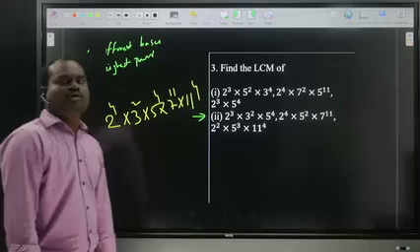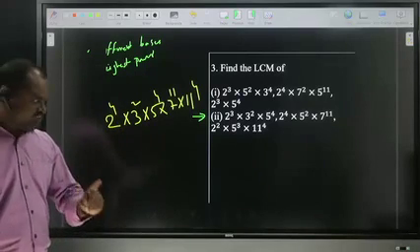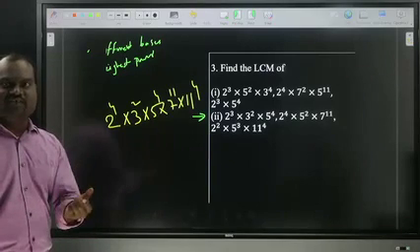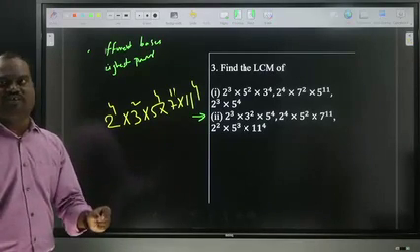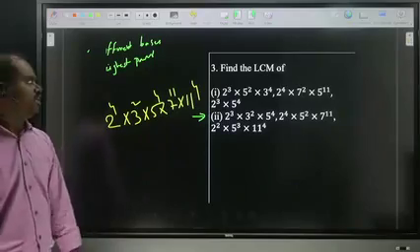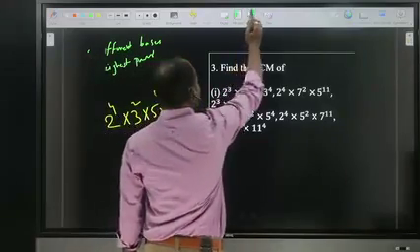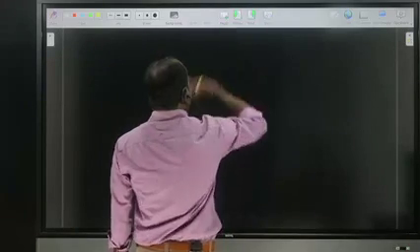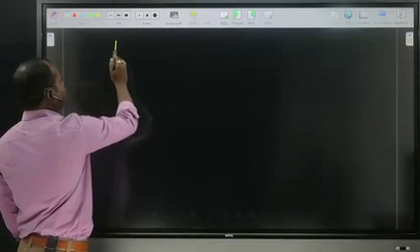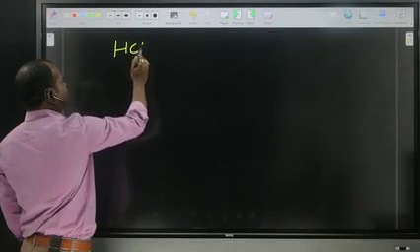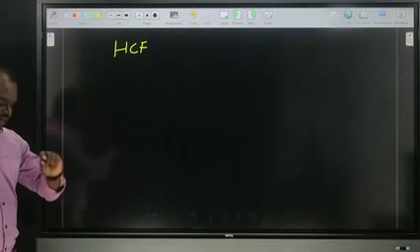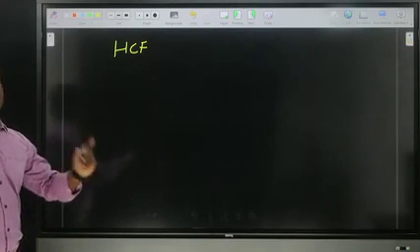First I said for normal numbers, decimal numbers, as well as for power numbers. And one more is there, that is fractions. But after discussing the basics of HCF, then we should move to that. Now we are talking about HCF. What is the full form of HCF? Highest common factor.